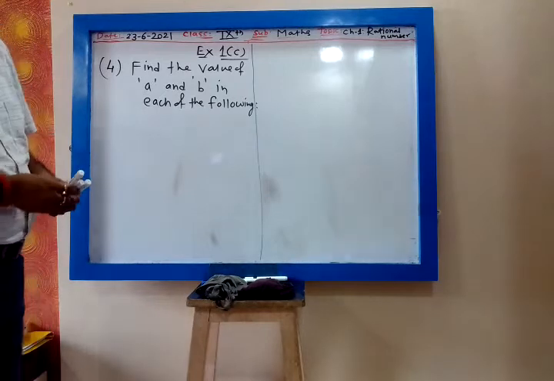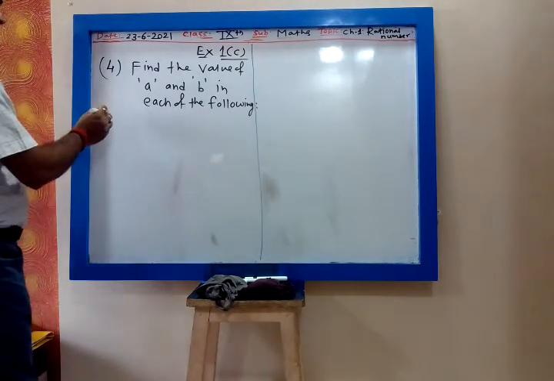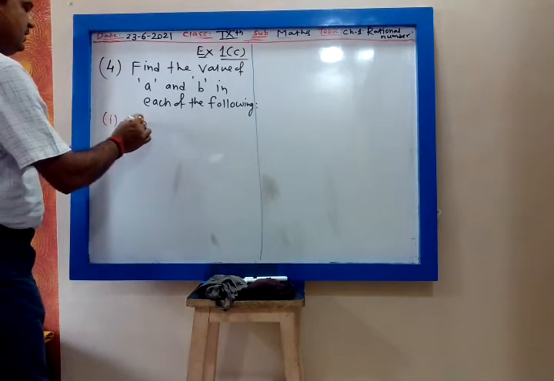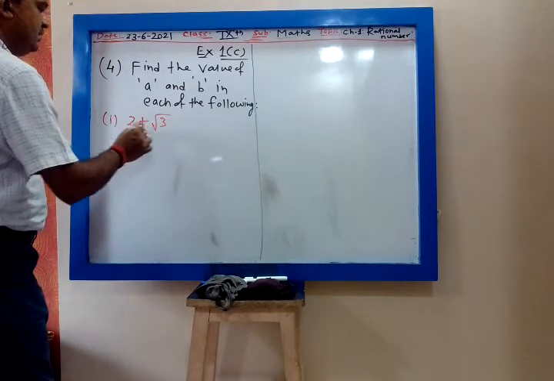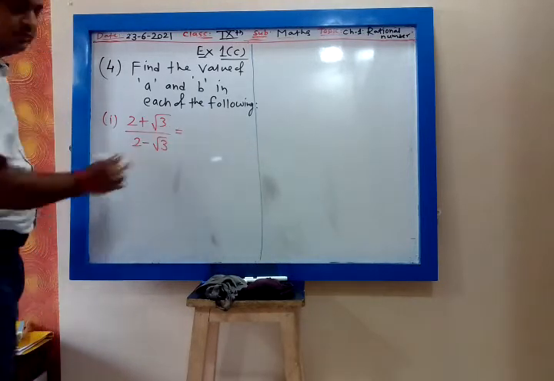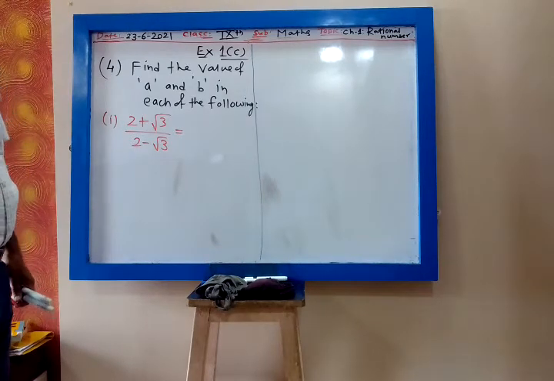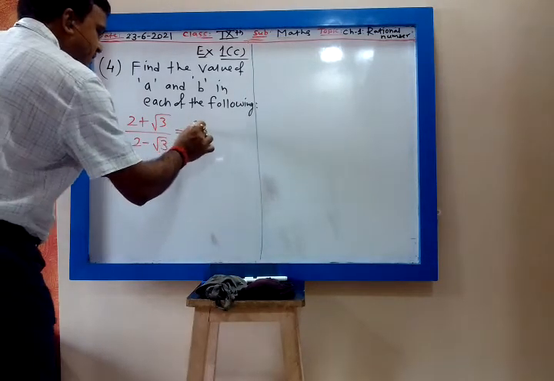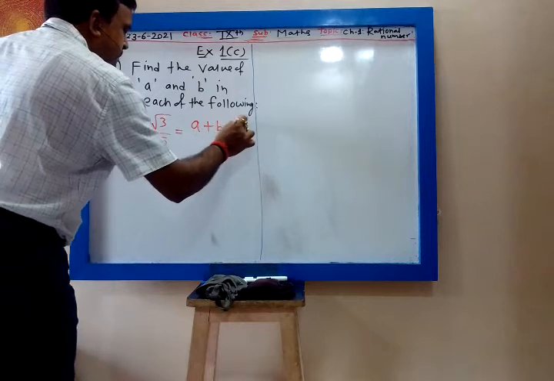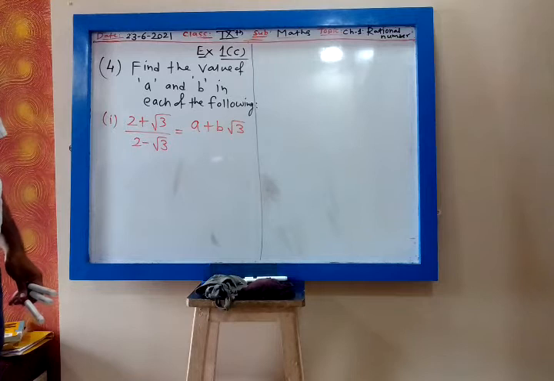First question: 2 plus root 3 upon 2 minus root 3 is equal to A plus B root 3.